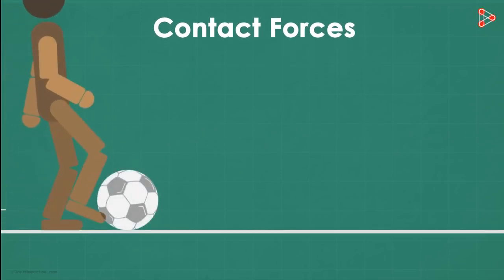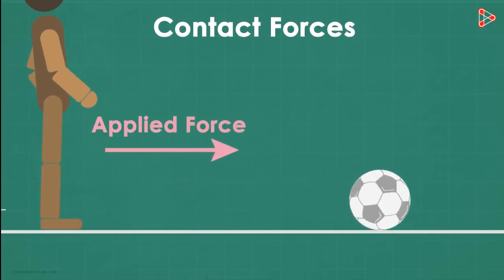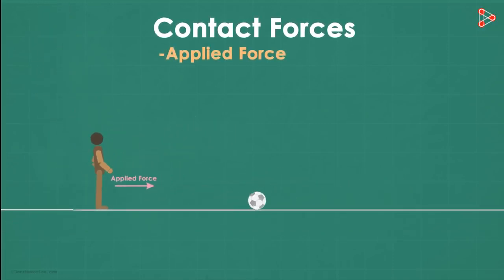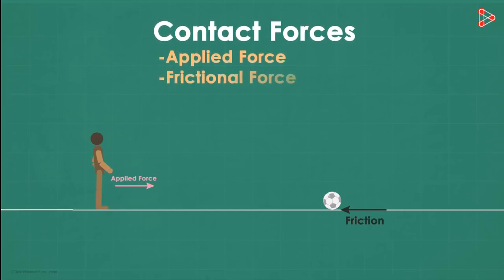What happens when you softly kick the ball which is lying on the ground? You applied a force on the ball and there was contact. Applied force is one of the contact forces. Next, there is a force of friction which brings the ball to a halt. As the ball is in contact with the ground, the frictional force is also a contact force.